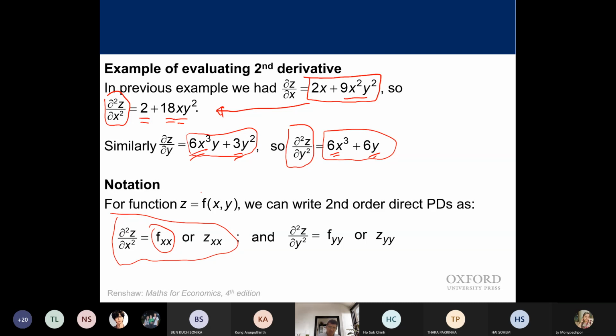Or maybe you use z rather than f, but of course they refer to the same function, both z and f. And this is the notation for the second derivative with respect to y. So any questions so far? Any questions?